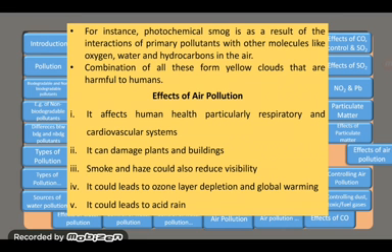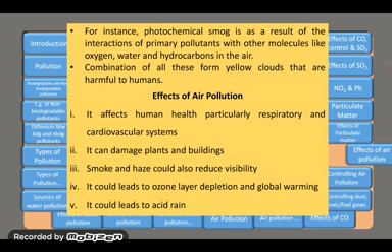Effects of air pollution. One, it affects human health, particularly the respiratory and cardiovascular systems. It can damage plants and buildings. Smoke and haze could also reduce visibility. It could lead to ozone layer depletion and global warming. That is talking about the presence of carbon dioxide in the atmosphere and some other surface particulates. Then it could also lead to acid rain.